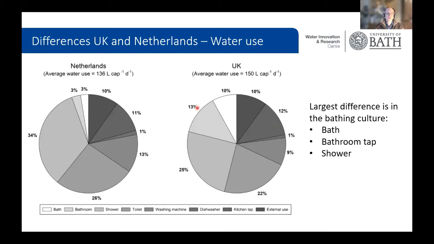For instance, if you look at the water use data here, these are the different appliances or water users in the house, going from bath, bathroom, shower, all the way to external use, here the dark gray area. You see that mostly in the bathing culture there are differences between the UK and the Netherlands. Most of the people in the Netherlands use showers, and only very few people actually use baths. In the UK, the use of the bath is much more pronounced, and there is less use of showers, as a percentage of water use. So yes, there are differences, and I think it's cultural, basically.